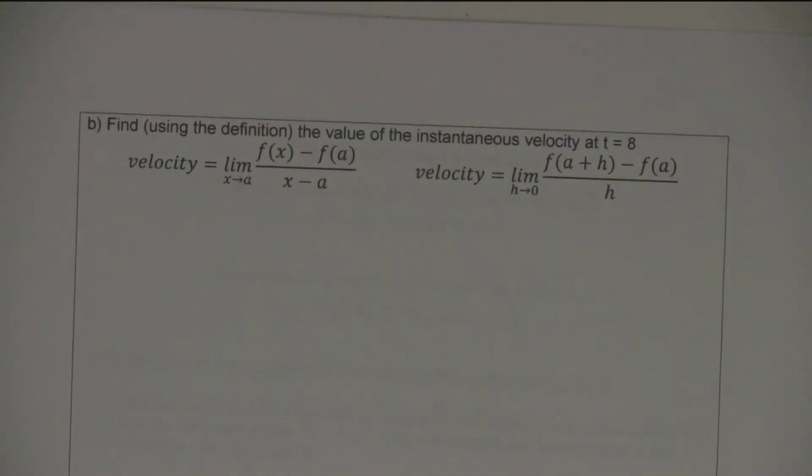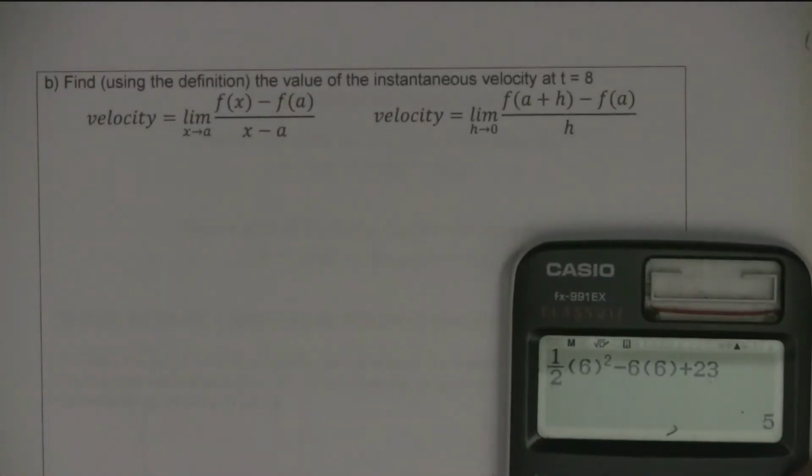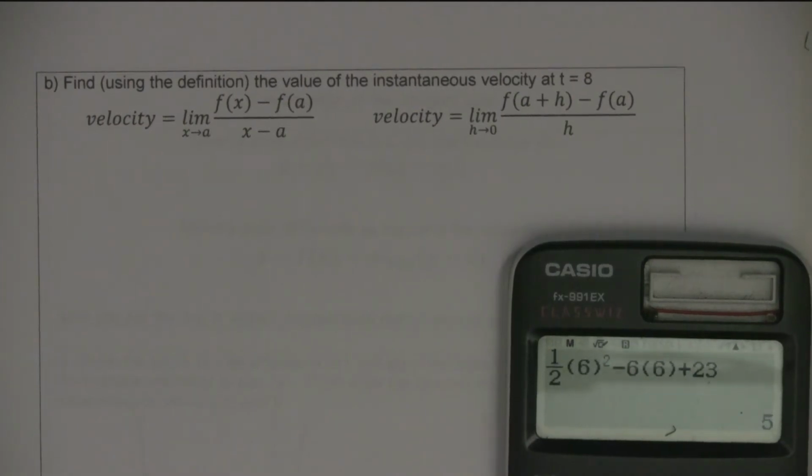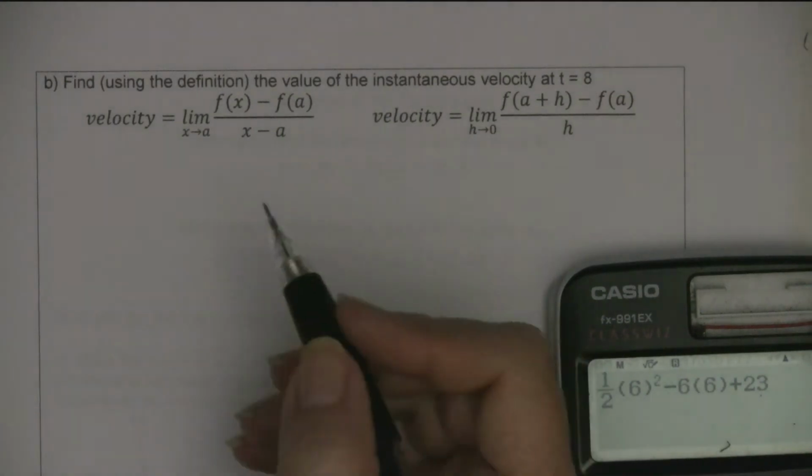Okay, then in part B, they ask us to find the instantaneous velocity at t equals 8.